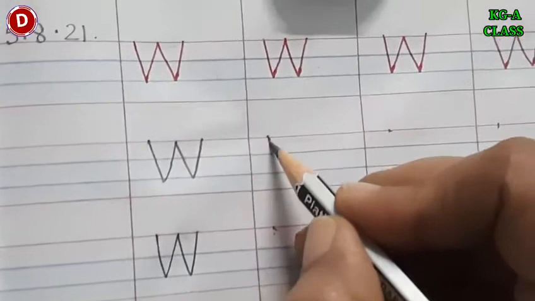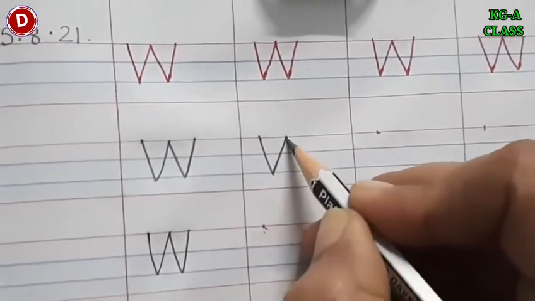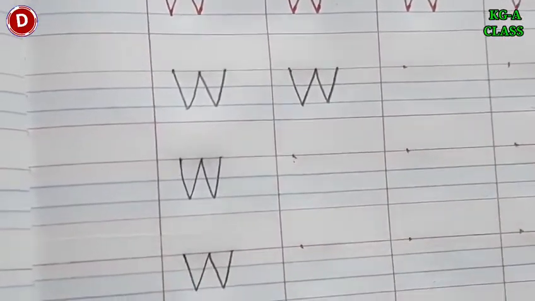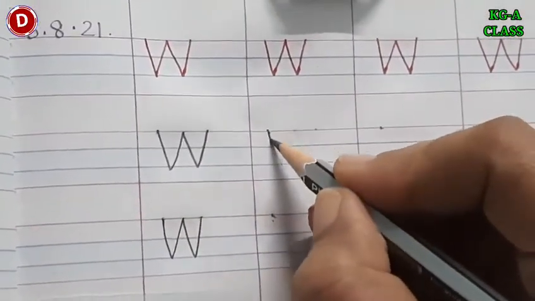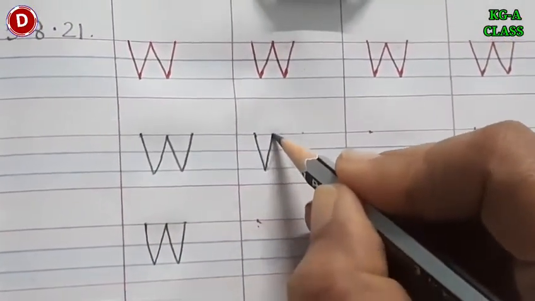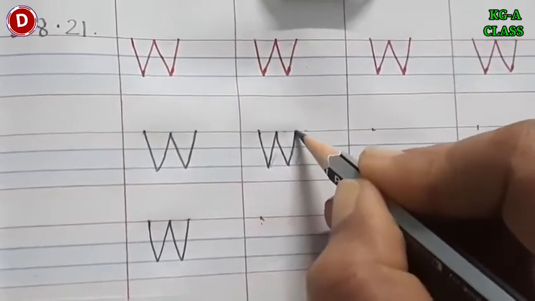See, one line is finished. Now I'm writing in the second line. In the same way you have to write. This is not right. See, this is a bit wrong. See, in this way.